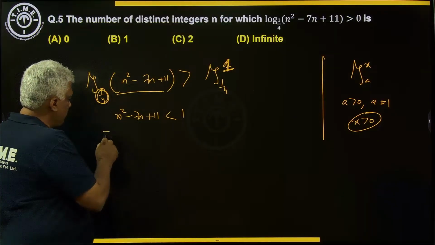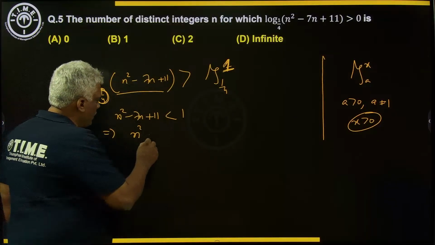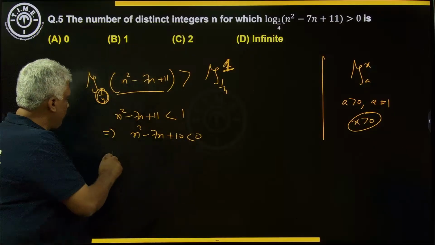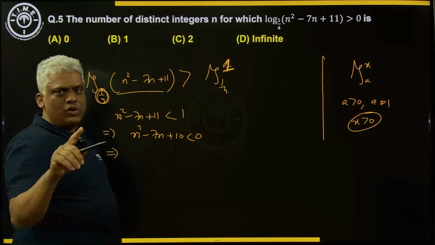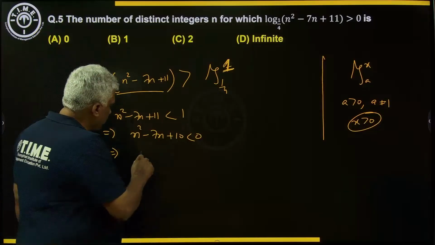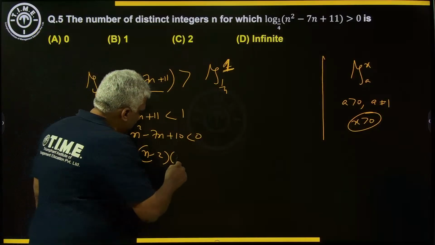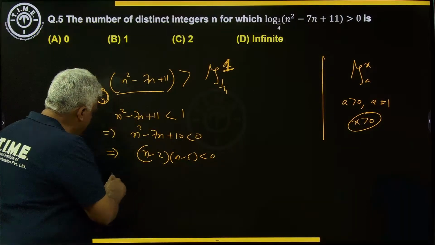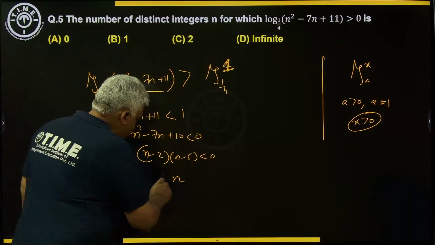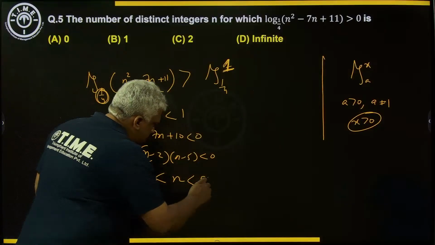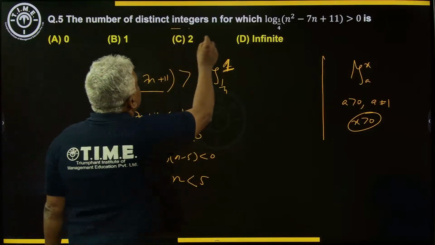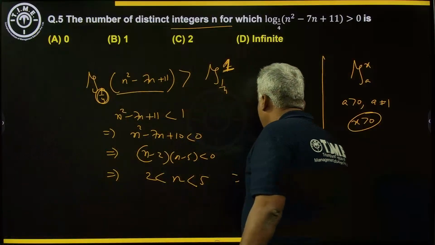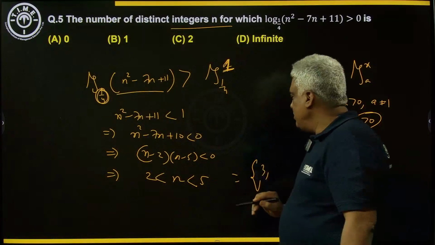Now take the 1 to this side. So n square minus 7n plus 10 is less than 0. If you factorize it, 10 has two numbers, 2 into 5. So it is n minus 2, n minus 5, less than 0. By the wavy curve concept, n has to be more than 2 and less than 5. They're asking for integer n. So between 2 and 5, we have two integers, 3 and 4.